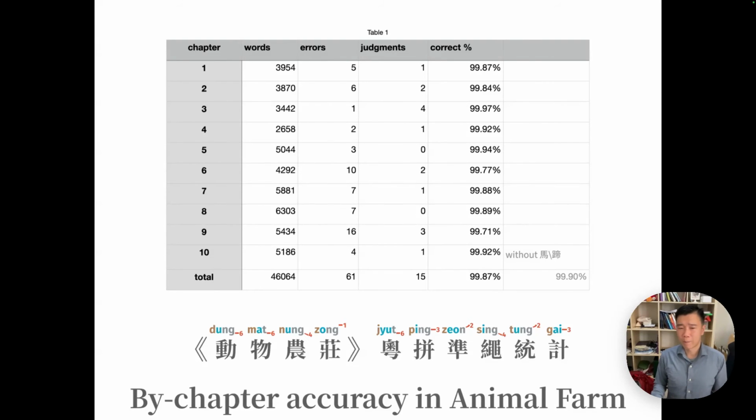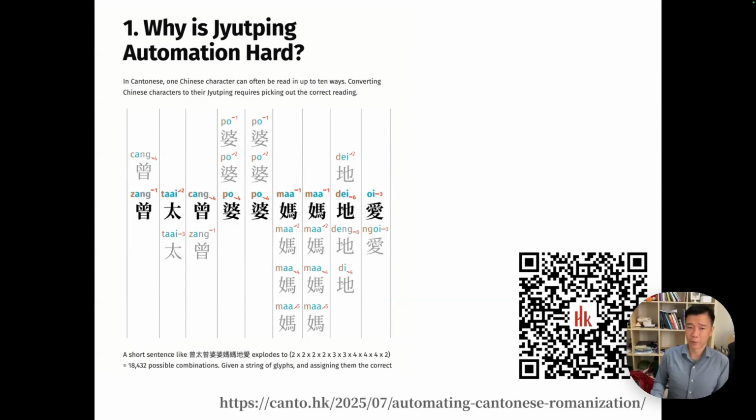On third-party benchmarking, when there is no style guide being followed and no orthographic standard, it goes down to about 99.2%. Still way better than anything else. If you want to know more about this G2P thing, I've already written 10,000 characters on it. There's the QR code and there's the URL.